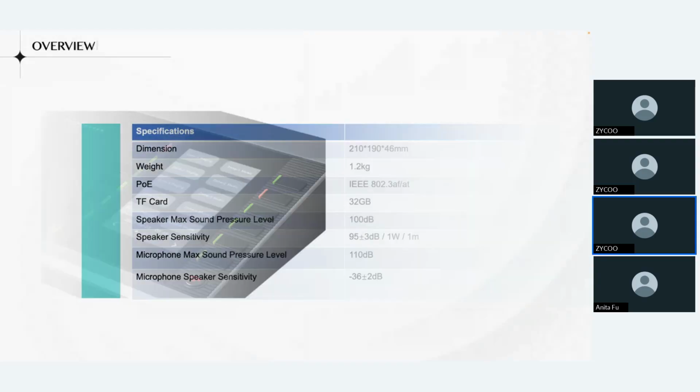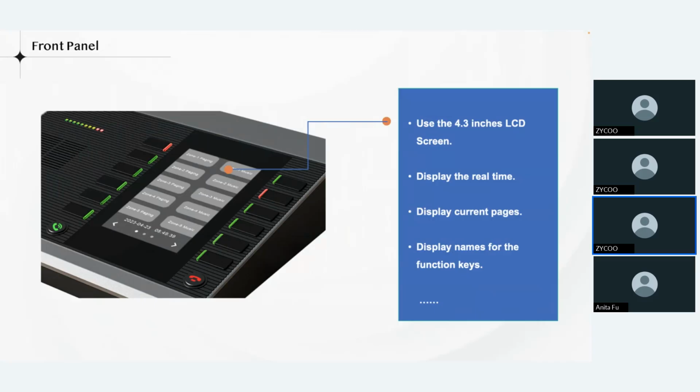Okay, let's move on to the next slide. Next, let's look at the front panel. The M100 features a 4.3-inch color LCD screen. The screen shows real-time information such as active pages, incoming calls, and the names of your fast keys.